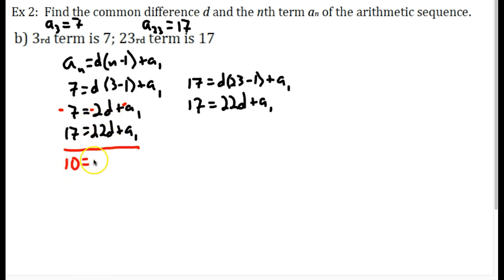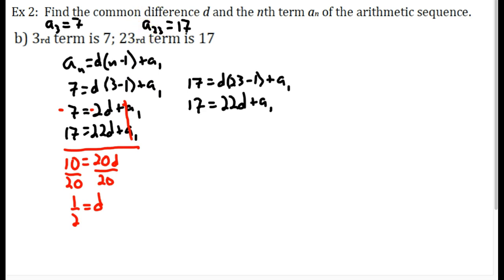-2d plus 22d would be 20d, and then the a sub 1's cancel out, right? Negative a sub 1 and positive a sub 1. So now, to solve for d, I just need to divide both sides by 20. And 10 over 20 is just 1/2.